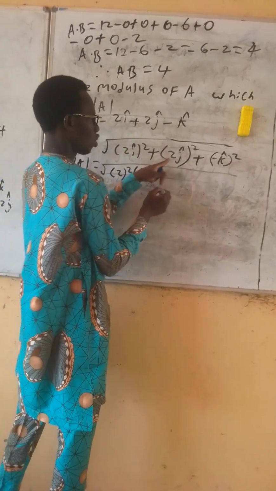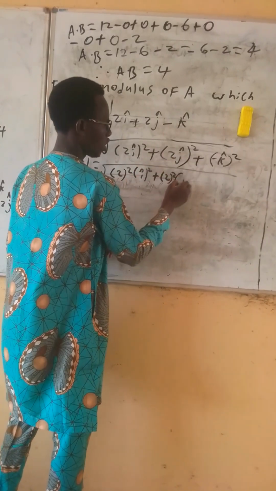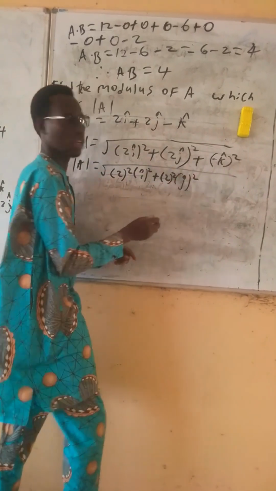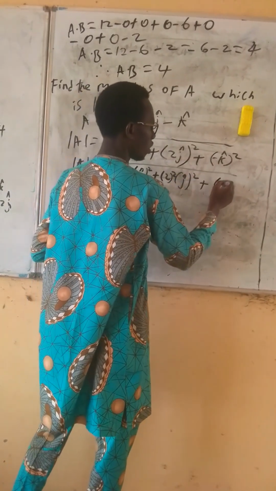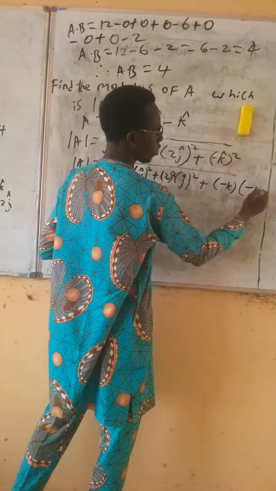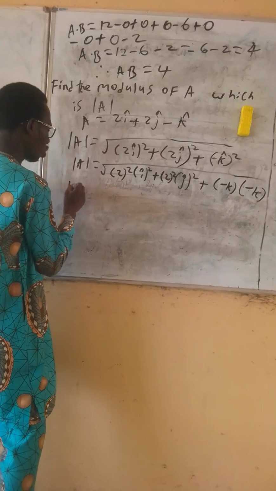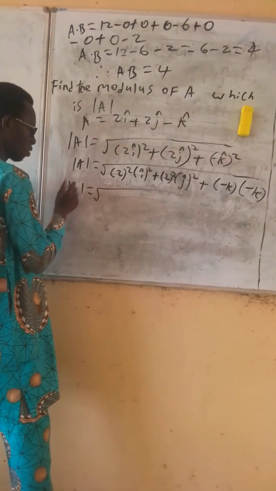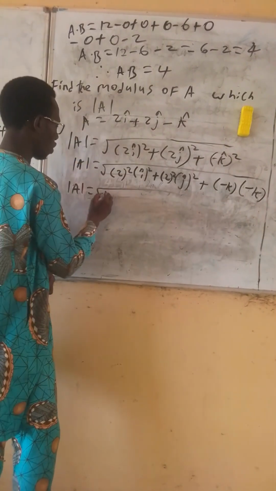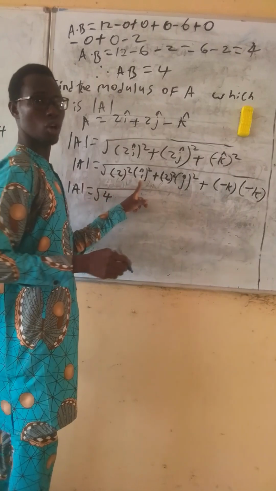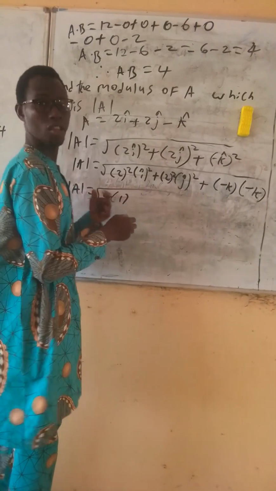We have plus 2j squared, which means 2 squared first, and j vector 1 squared. We also have plus minus k squared, which is minus k multiplied by minus k, or minus k dot minus k. So the modulus of A is equal to 2 squared, which is 2 times 2, which is 4. I squared means i dot i, and i dot i is 1 in vectors.